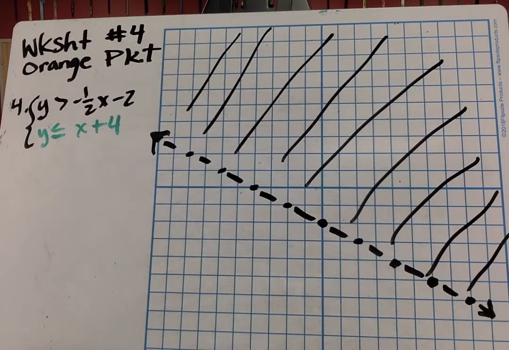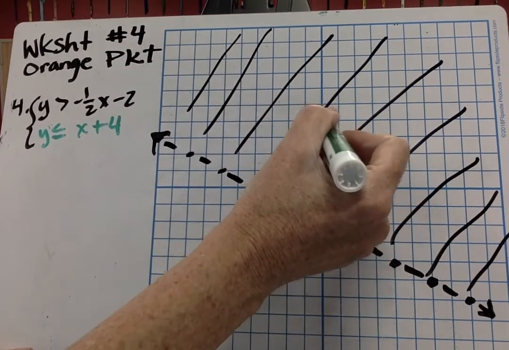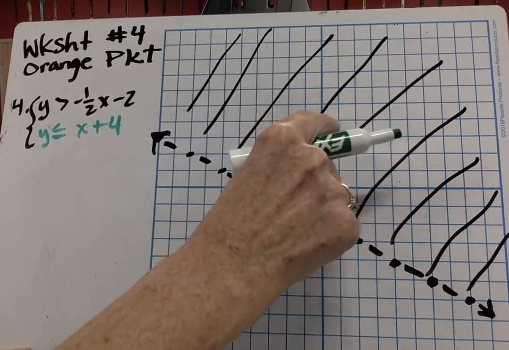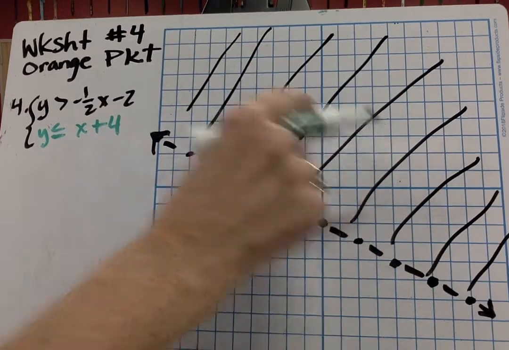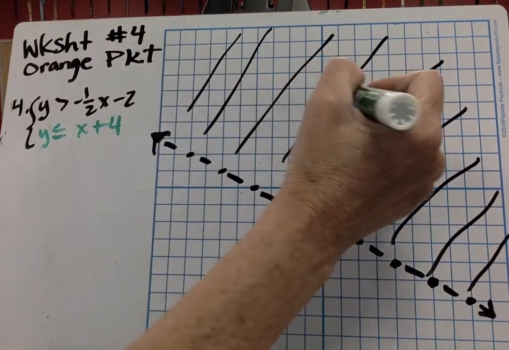Now I'm going to take a look at y is greater than or equal to x plus 4. So we're going to start at 4. So we go 1, 2, 3, 4 on the y-axis right here. It's kind of a big dot, but there you go. And then our slope is going to be 1. So that means rise 1, run 1.